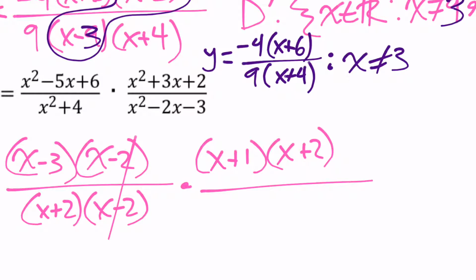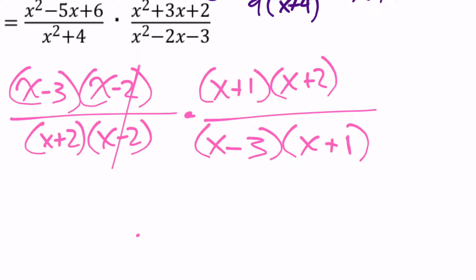Over, goodness gracious, what else? Another quadratic. This time it is a negative 3, so we need to multiply to negative 3 and add to negative 2. So how about a 3 and a 1, one negative and one positive? Because negative 3 times 1 is negative 3, and negative 3 plus 1 is negative 2. So holy moly, those x's cancel.